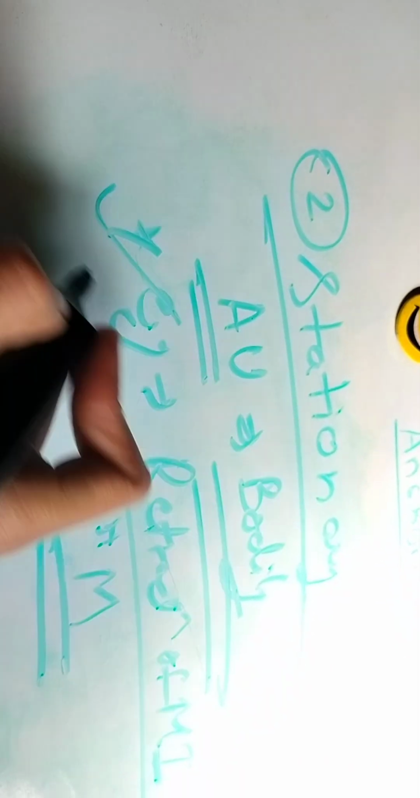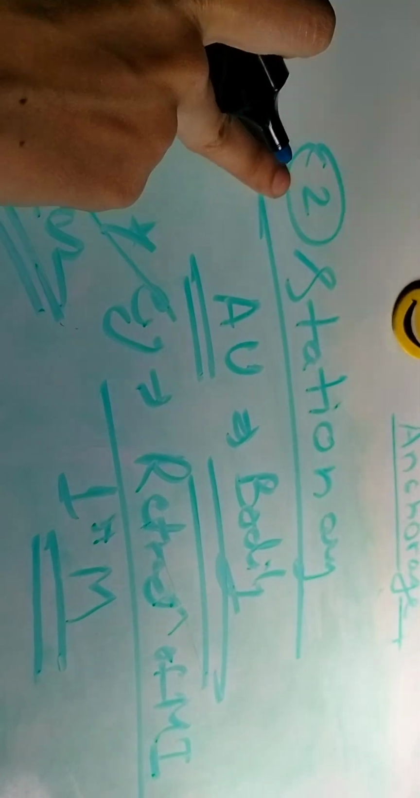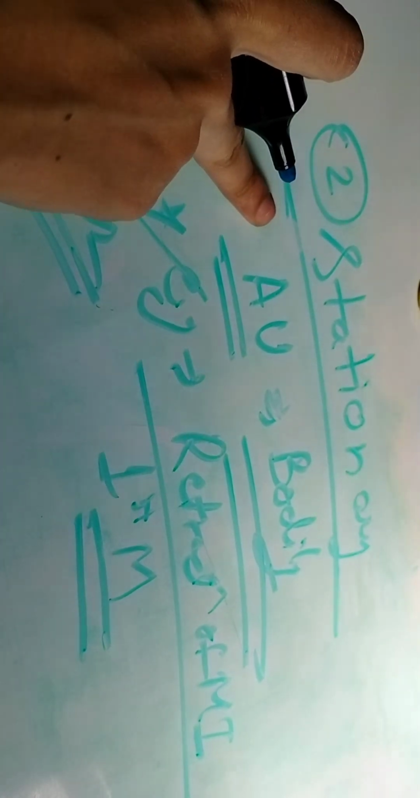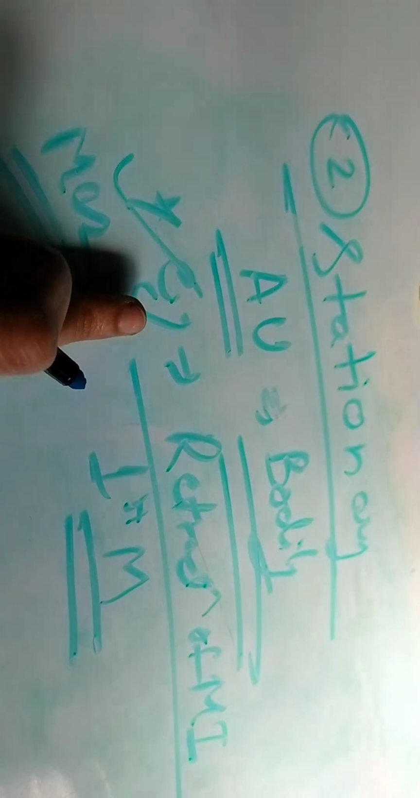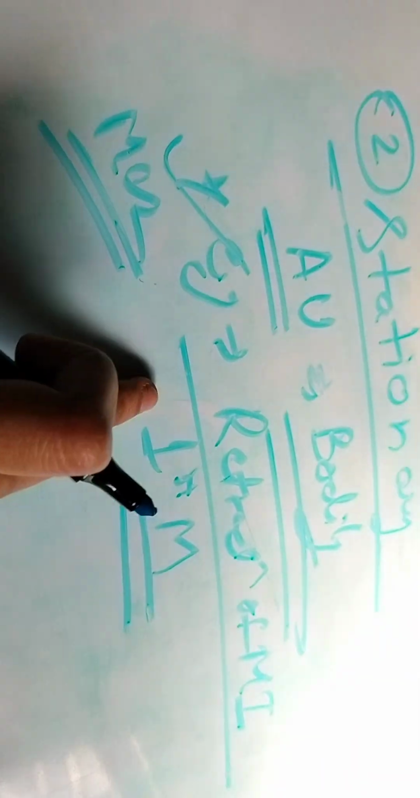There is a direct MCQ on the example of a stationary one. Stationary is where the anchorage unit moves bodily, and the example is the retraction of the maxillary incisor with the help of the first molar.